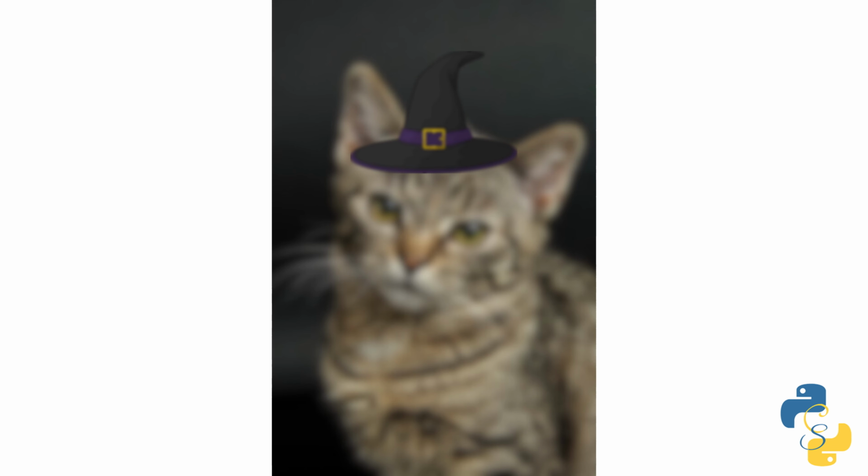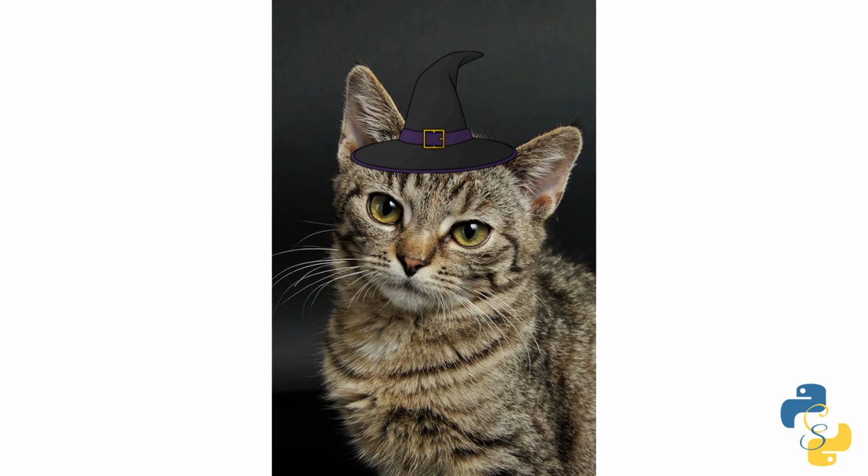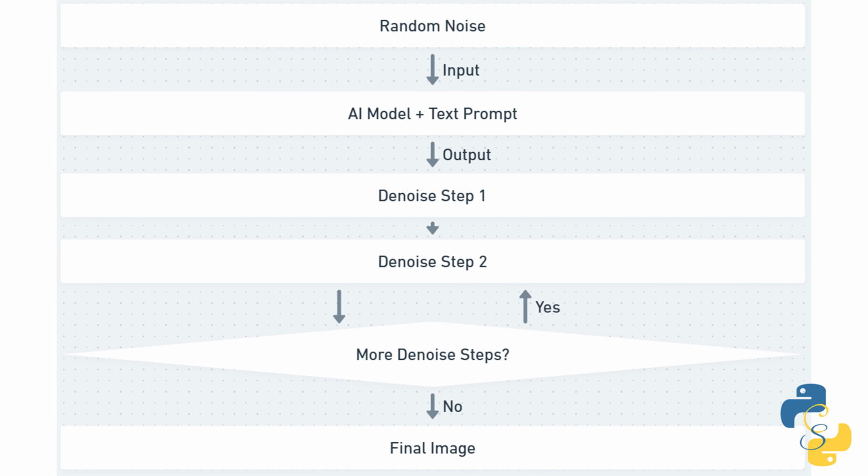So at every step of the denoising process, the AI is checking its work against your prompt. It's not just removing noise randomly, it's removing noise in a way that steers the final image toward the concept you described. And slowly but surely, out of the chaos, guided by your words, an image that never existed before is born.